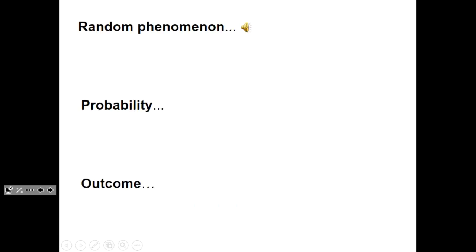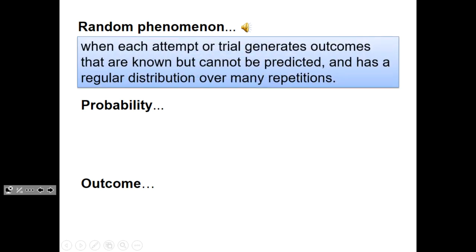First, random phenomenon. This is when each attempt or trial generates an outcome where we know what the outcomes are, but we can't predict what the particular outcome is going to be. If you did it a lot, it would have a regular distribution. So in other words, the chances aren't going to change from one trial to the next. And we know what all the different outcomes of our trial could be, but we just don't know what it's going to be for certain.